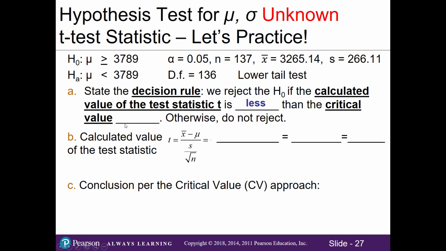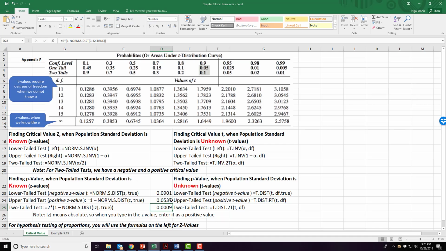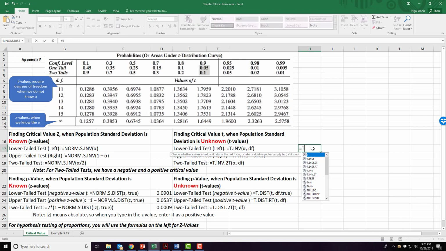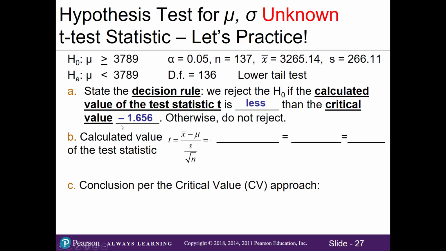And to find the critical value, you can use the appendix F using our degrees of freedom and our alpha value, or you can use Excel. So using Excel, since we don't know the population standard deviation, right, we're working with t-values, and it's a lower tail test, we're working on the left side, I'll do equals t.inv, parentheses, our alpha of 0.05 and the degrees of freedom of 136. Close out, and I get my t-value of negative 1.6561. So I can write it as negative 1.656.